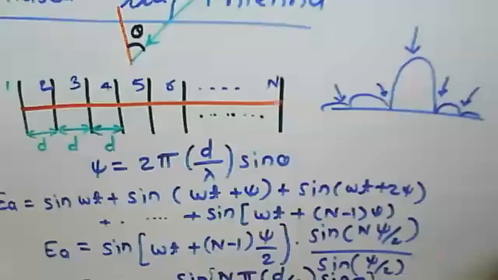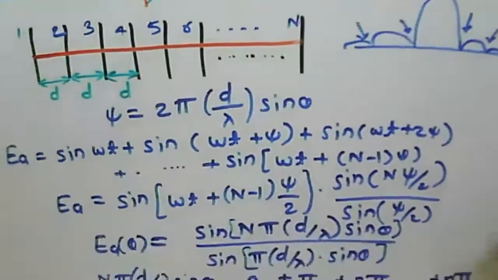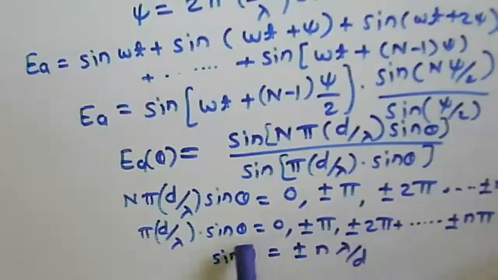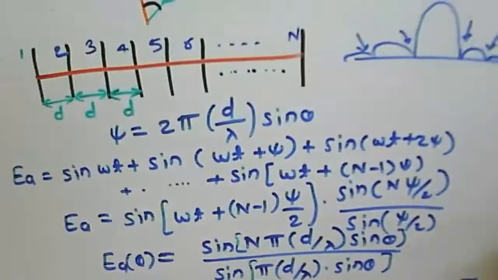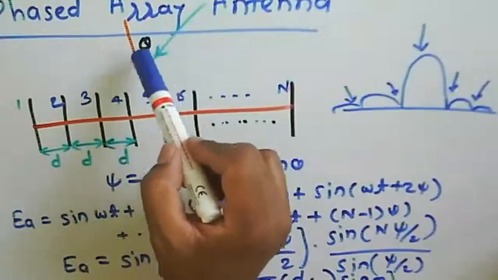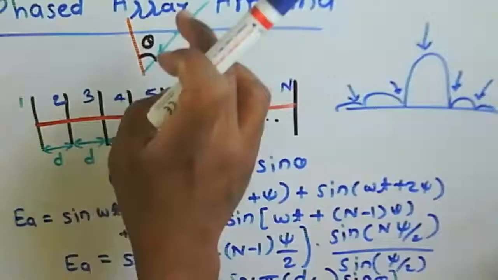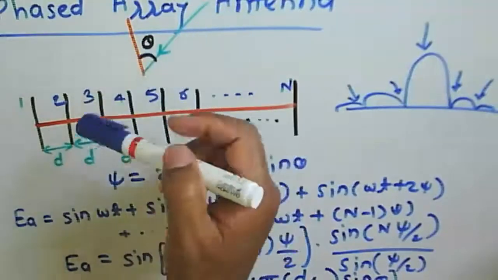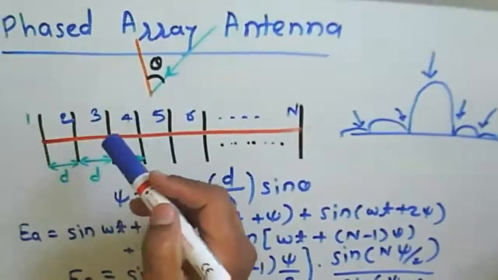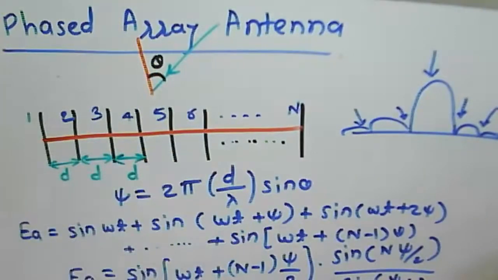So maximum radiation intensity we are getting at this particular region when sine of theta is equal to n lambda by d. So from this we can find out the value of theta. Okay, so we can say that the target direction, this theta is nothing but what? The direction of the incoming signal from the target, or the echo we are receiving from the target. So from this we can find out this radiation intensity.